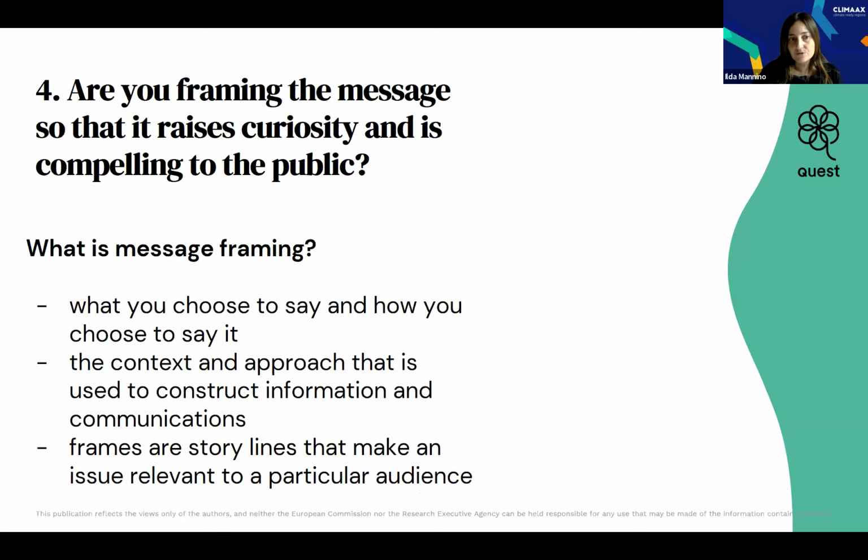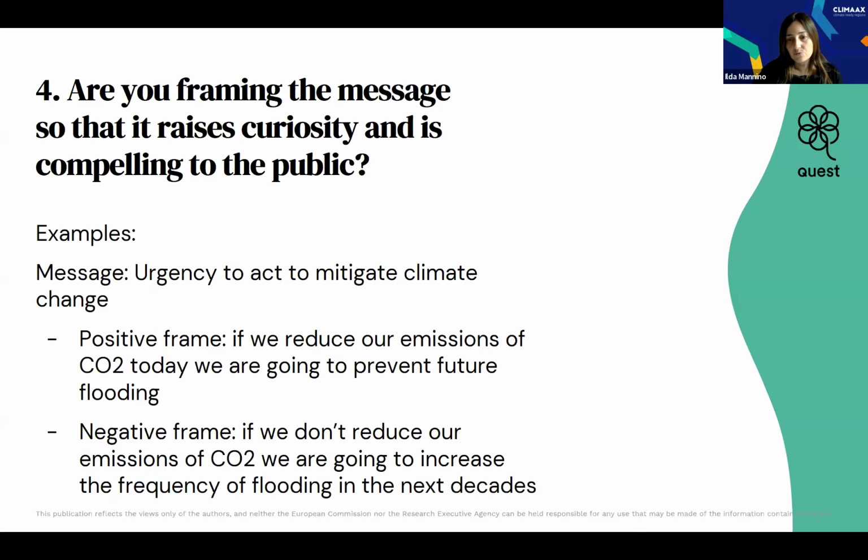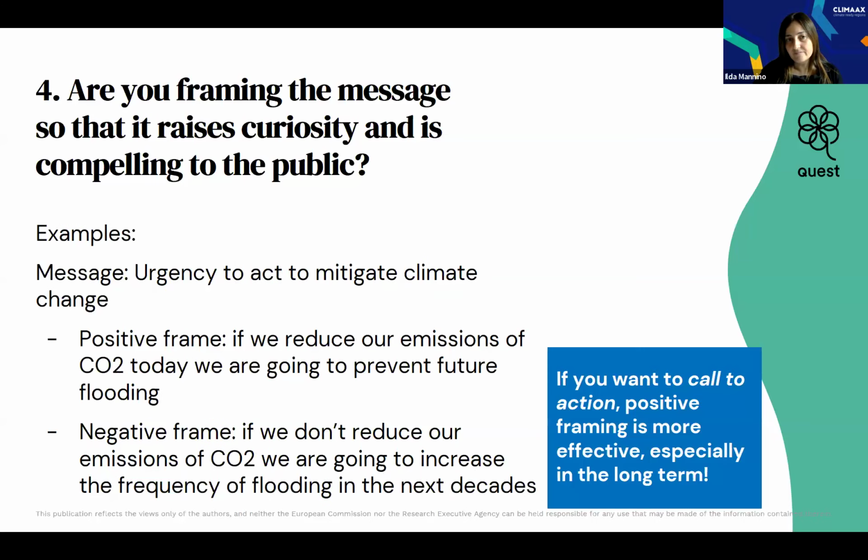It's different, of course, when you have to deal with a real emergency, like in the case of COVID. In that case, people have to act immediately. You have a message that will be delivered for a short time. And so in that case, a negative frame could be more effective.